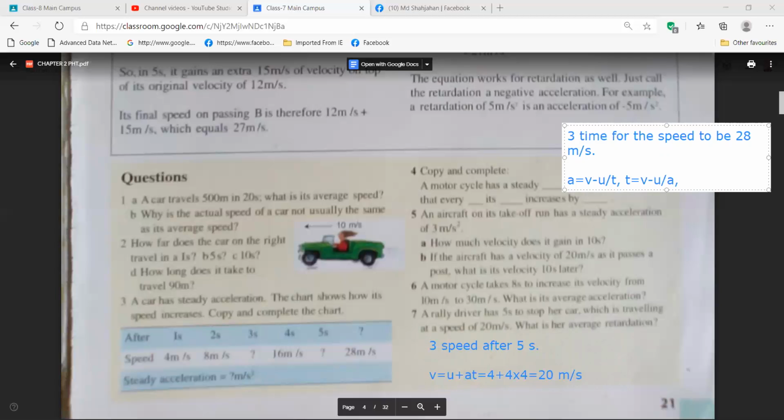So you are getting the values from the table. Your final speed is given, 28, then minus your initial speed, which is 4, then divided by 4. So what are you getting? The answer?